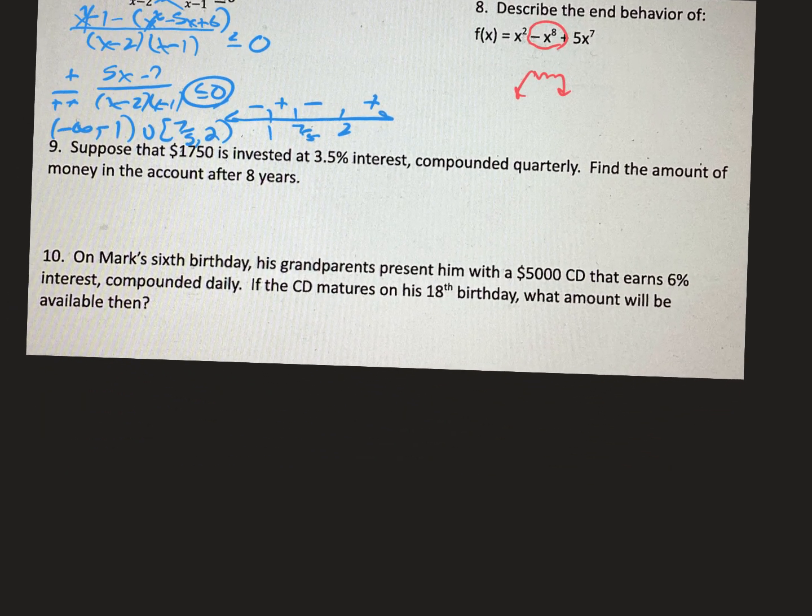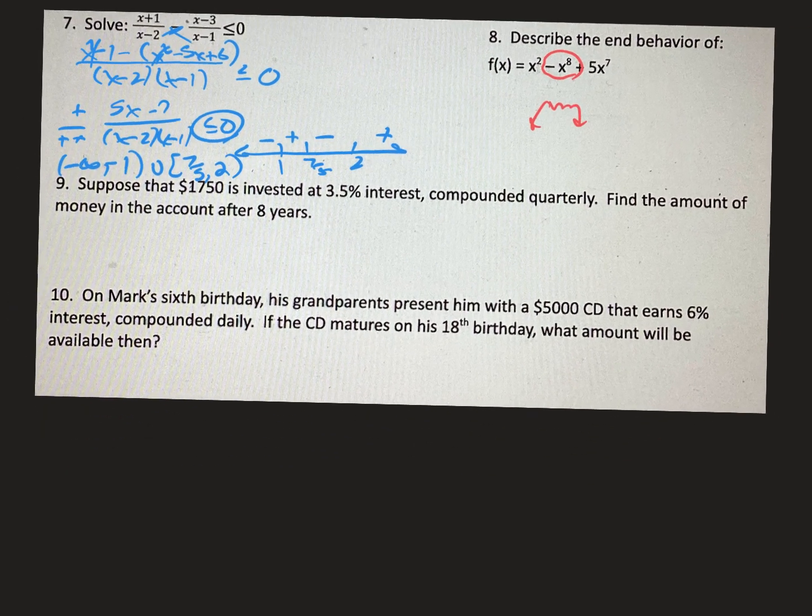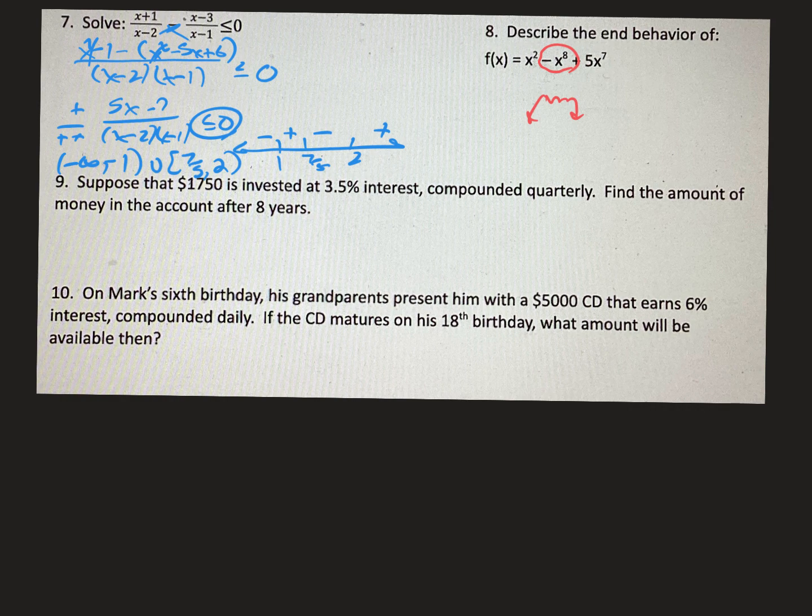Number 9. Suppose you invest $1,750 at 3.5% interest, compounded quarterly. How much will you have after 8 years? Here we go. It's all calculated, but you've got to set this thing up. P is principal. 1 plus R over N. The rate's 3.5%, so change it to a decimal. Over N. N is how many times you're compounding per year. Quarterly is 4 times a year. Your exponent's N times T, which is 4 times 8, which is really 32.